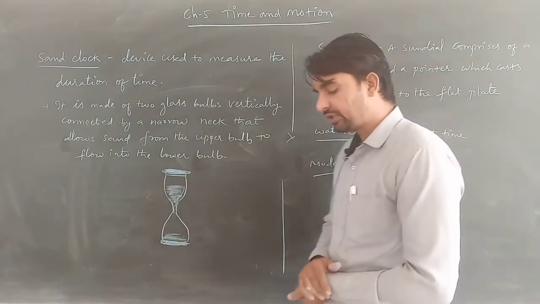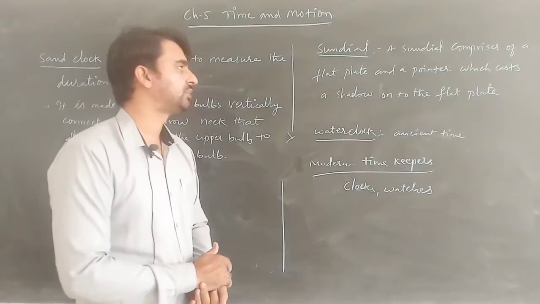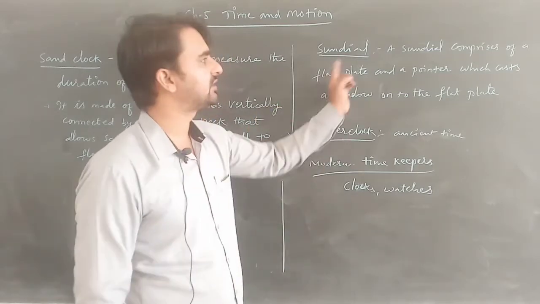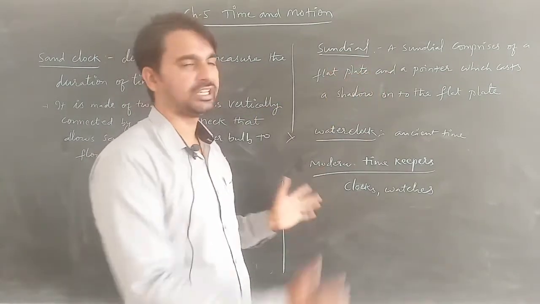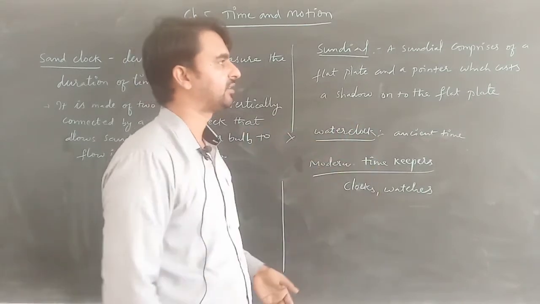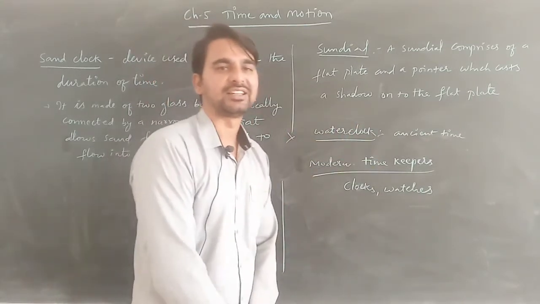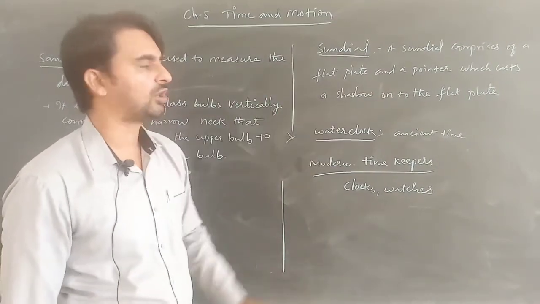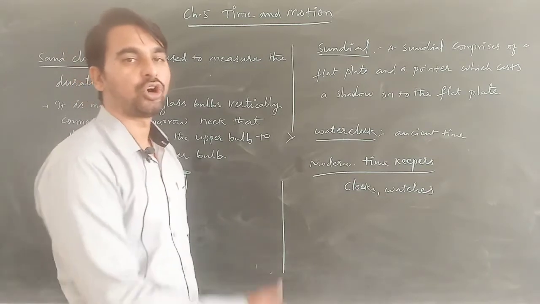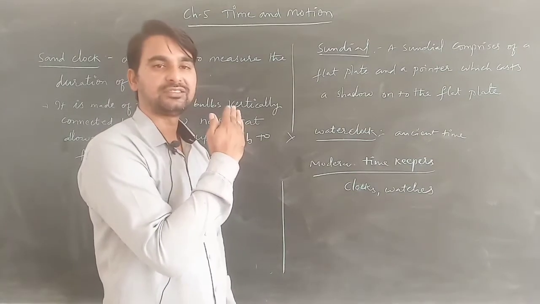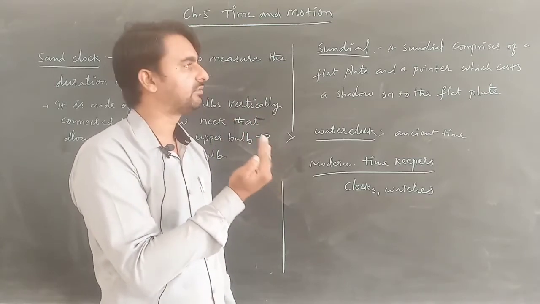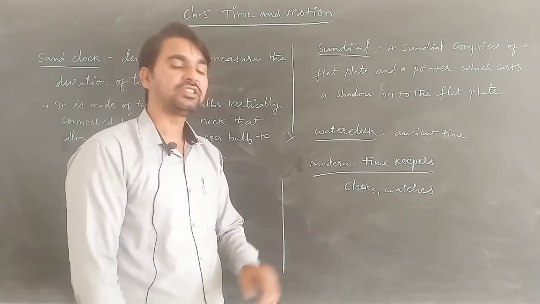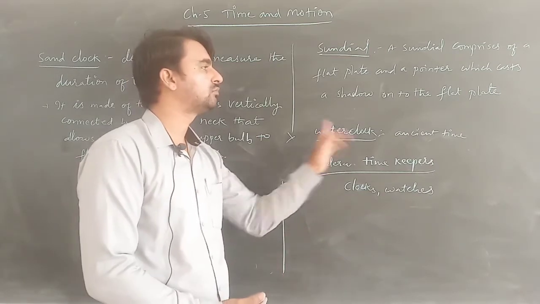At the same time, people also used sundials to measure time. What is a sundial? A sundial comprises a very flat plate which has a pointer at the center. This pointer casts a shadow on the flat plate based on the sunlight. So based on the length of the shadow, people used to measure the time.